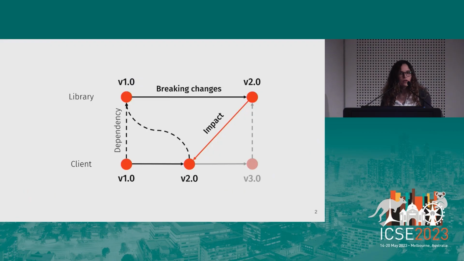But before I start talking about the paper itself, I would like to first share the problem we're addressing here. So basically what we have in the world is a set of projects that depend on each other. Here you see that each dot represents a release, and each release is usually versioned. So here you see that we have a client project, and version 1 and version 2 of that client depend on version 1 of the library. But at some point, the library evolves and it might introduce breaking changes.